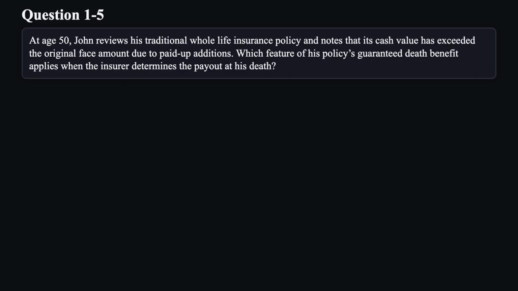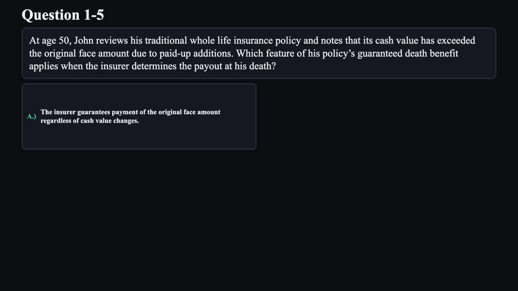Question 5. At age 50, John reviews his traditional whole life insurance policy and notes that its cash value has exceeded the original face amount due to paid-up additions. Which feature of his policy's guaranteed death benefit applies when the insurer determines the payout at his death?